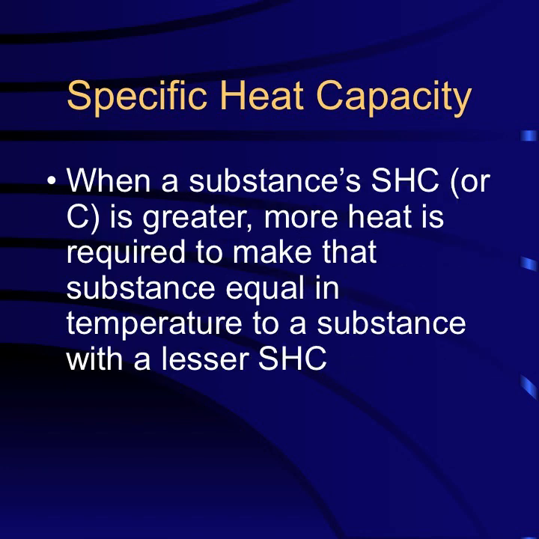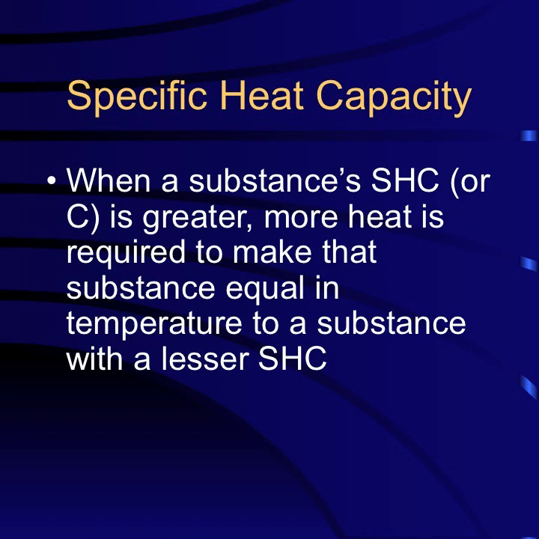So what do we do with specific heat capacities? Well, if I have two substances with differing specific heat capacities, like water and aluminum, then the one with the greater specific heat capacity will require the addition of more heat in order to make its temperature rise by the same amount as the substance with the lesser heat capacity.